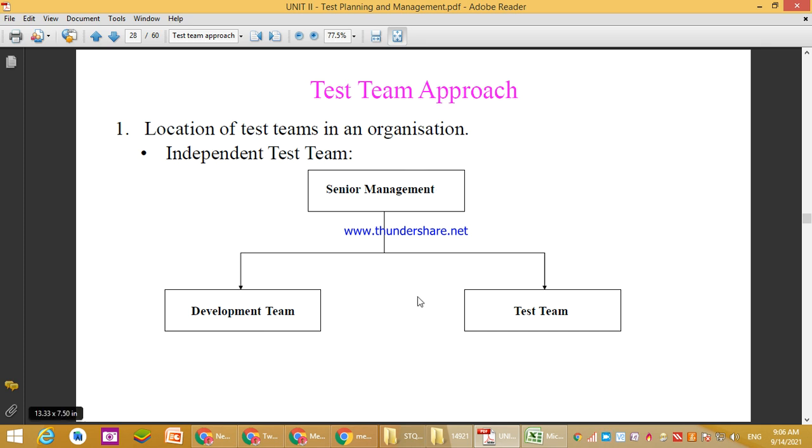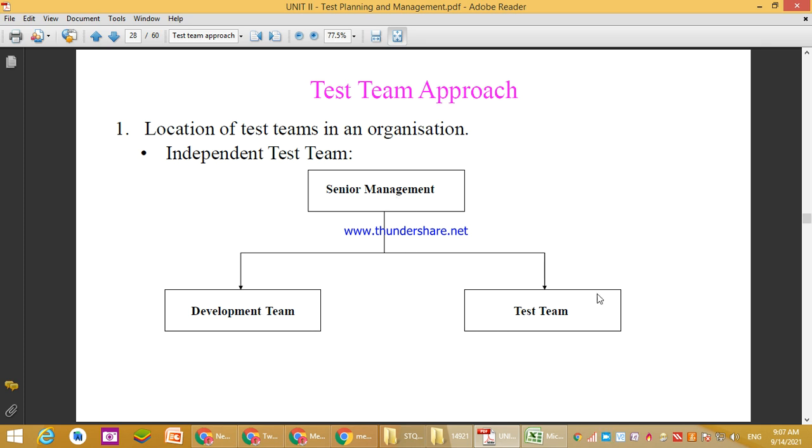Here in this diagram you can see senior management having two types of inputs. First one is the development team and second the test team. Senior management assigns the project to the development team. That development team works, creates the code, develops the code and launches the product. Product means software application. The test team has equal rights like the development team.